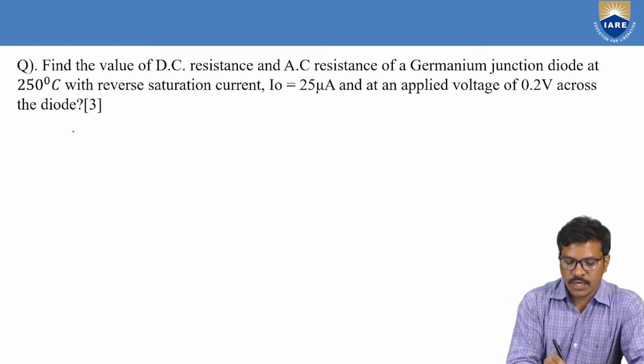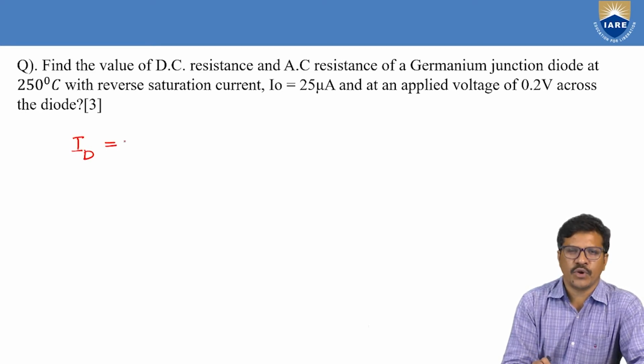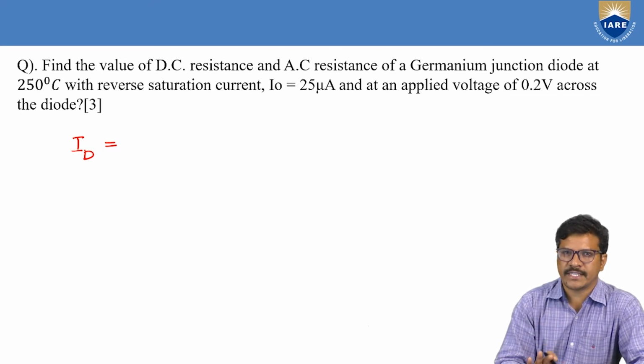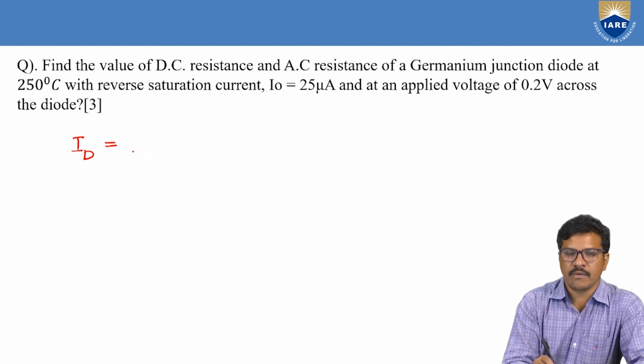So we know that Vt is equal to 25 millivolts. And what about ID? ID is nothing but diode current. We don't know it. They have given only the applied forward voltage and the reverse saturation current. So based on those given data, we will get that diode current. We know the diode current ID is equal to I naught into e power V by eta Vt minus 1.